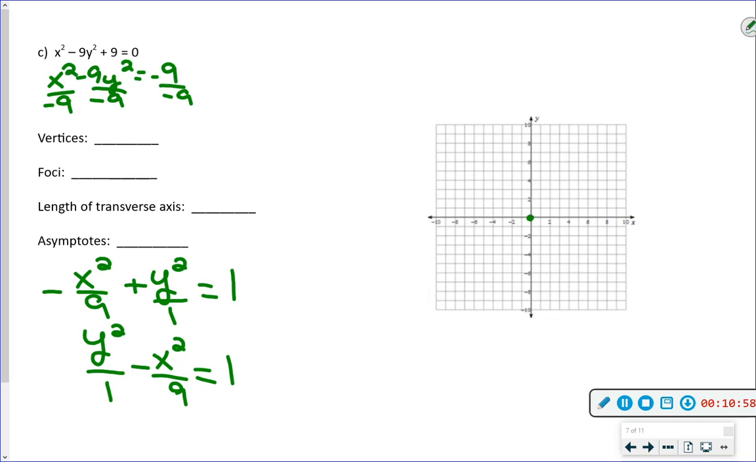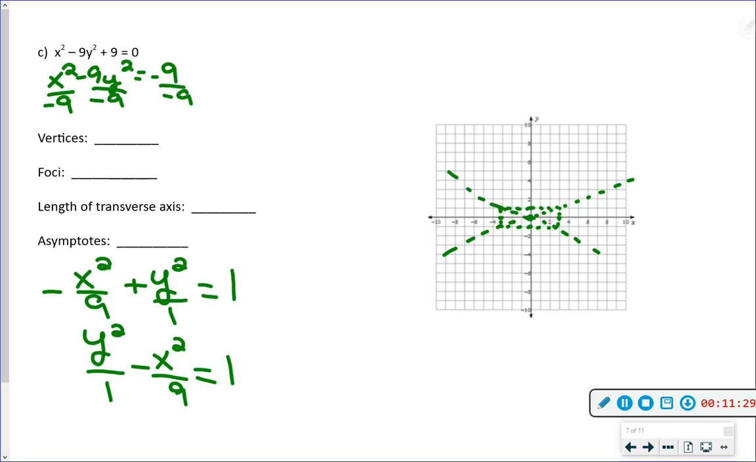I'm going to mark it out the same as always. 1 under y, square root of 1, 1, up, down, 1 unit. 9 under x, so right 3, left 3. And of course, for our hyperbolas, we're going to draw our central box. I'm going to draw my asymptotes from the center to each corner. Got so many dashed lines on here.